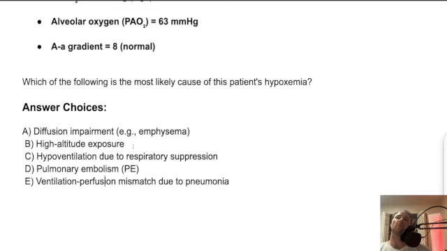So the gradient is normal, and that tells us that this dude has some CNS depression, and usually that can be due to something like an opioid overdose. So that's going to be our answer to this question. It's going to be C, hypoventilation due to respiratory depression, because there are some drugs which can definitely cause respiratory depression. Opioid overdose is definitely one of them, and yeah, that's pretty much all you need to know to answer this question.